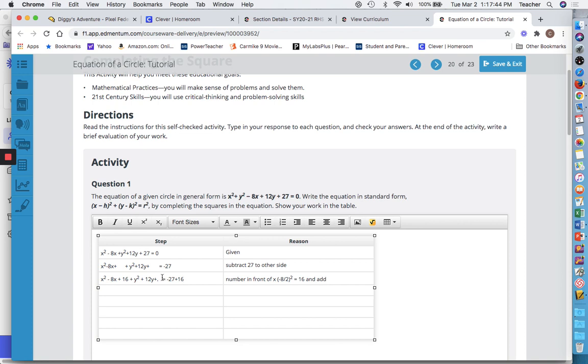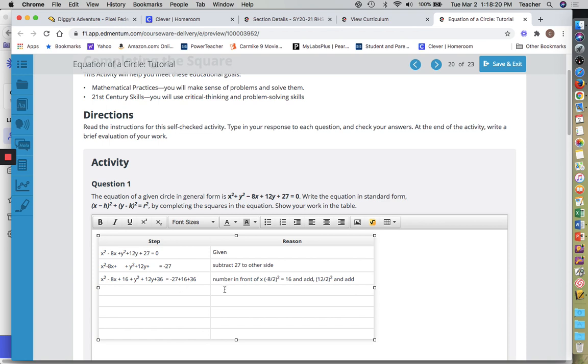All right, so the next thing I'm going to do is take this 12. That's the number in front of y. I'm going to divide by 2 and square it. Same thing with y. 12 divide by 2 and square it. And we're going to add that. So 12 divided by 2 is 6. 6 squared is 36. So this blank that was there is going to be a 36. And what you do on one side, you do on the other. So plus 36.